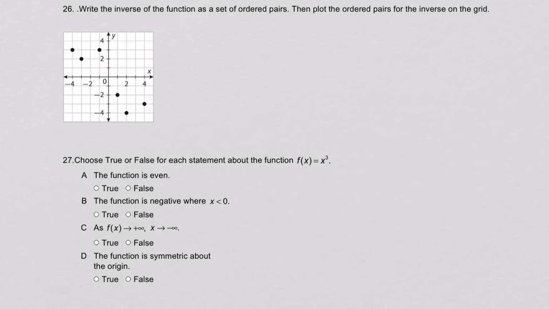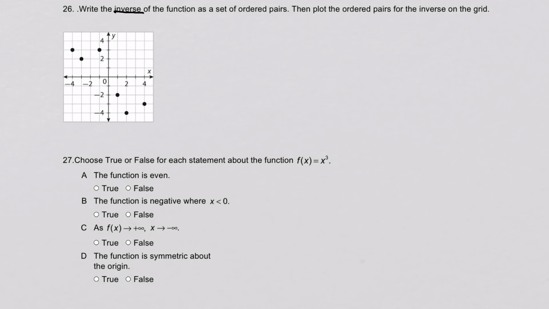Okay, number 26 says, write the inverse of the function as a set of ordered pairs. Then plot the ordered pairs for the inverse on the grid. Okay, we didn't really get to do many problems like this, although it's a really easy problem. Because we're looking for the inverse, and the inverse is very easy to find if all they give you is a set of points.